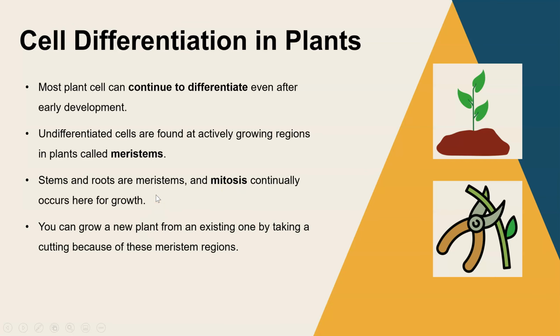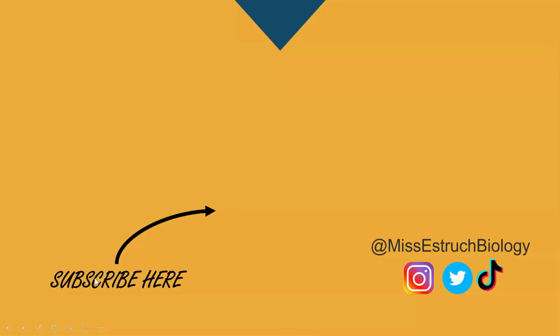So because of that, you can actually take a cutting from the tip of a root or a shoot, plant it in soil with some plant hormones, and from that tiny cutting, an entire new plant would grow. And that's because all of those cells were undifferentiated, and therefore they could then become specialized to make a whole new plant. So that is it for this lesson.